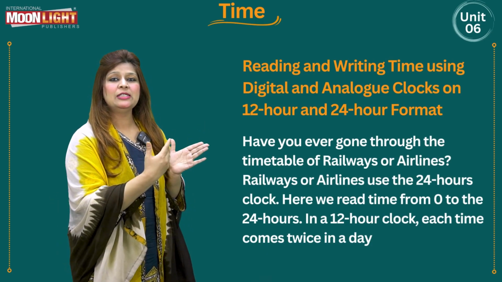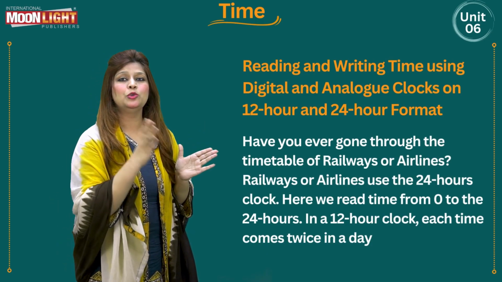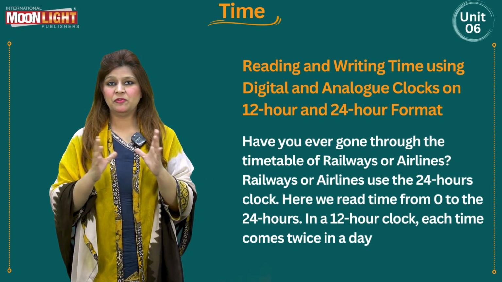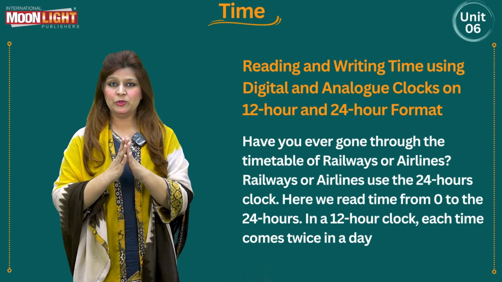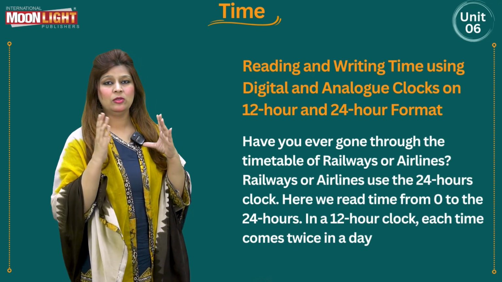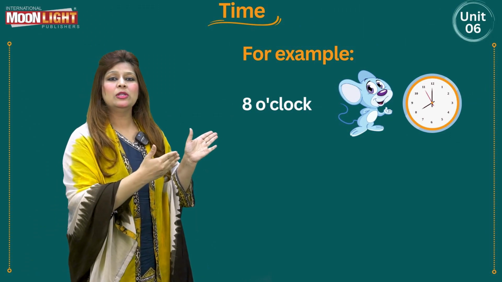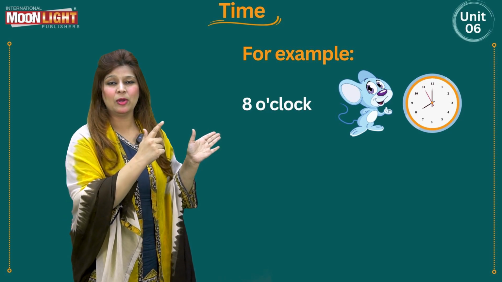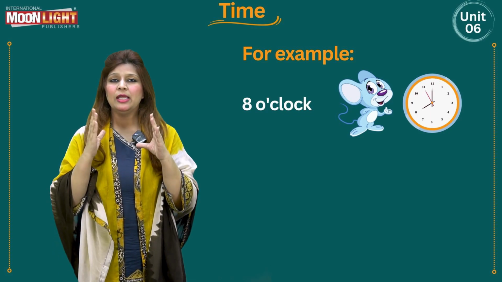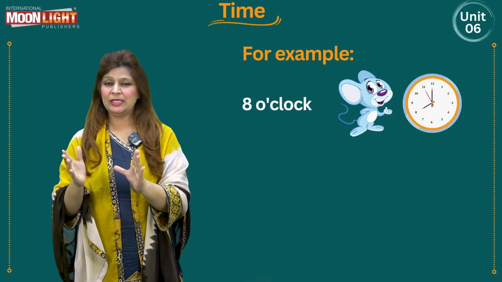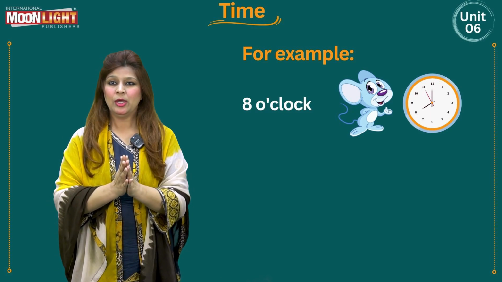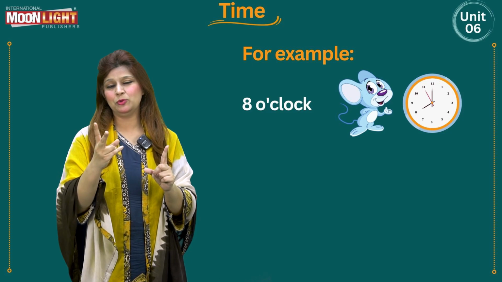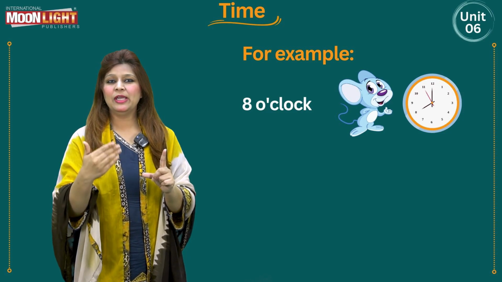Here we read time from 0 to 24 hours. In a 12-hour clock, each time comes twice in a day, because we have 24 hours in a day and an analog clock will show you only 12 digits. As you can see on this wall clock, how many digits are there in total? There are 12 digits in total, from 1 to 12. So in a day we will have 12 plus 12, meaning 2 times this is going to continue. For example, 1 will be twice, 2 will be twice, 3 will be twice, and in this way the day goes on.